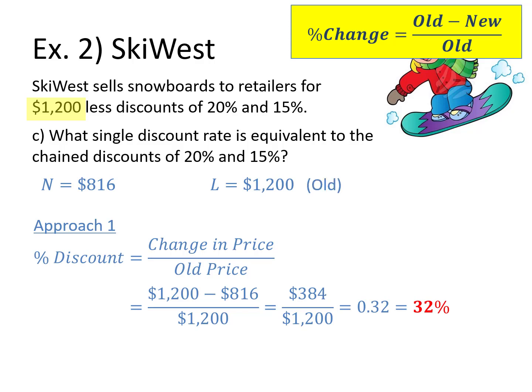The old is our list price. It is what the original price is. The new is after the discount. And make sure that in the denominator you put the old. That's a common mistake. It can't be the new because it is the old price that is being discounted. Now, I said that there were two approaches to doing this problem. Let's try the other approach.